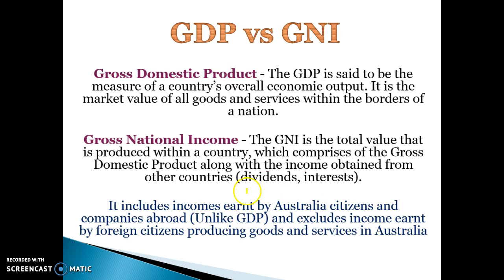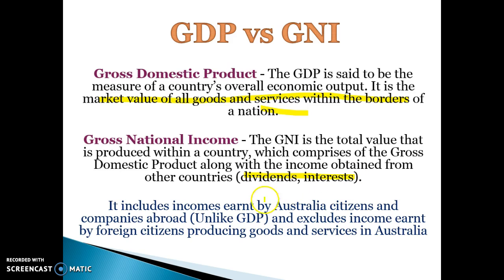So just remember, gross domestic product is basically the market value of all goods and services produced within our borders. So if it's produced within Australia, whether it's an Australian or international company, it's our GDP. Gross national income is the same, but it takes away any income earned by foreign companies working within Australia, and any rent earned by foreigners in Australia, or dividends or interest on their shares and bank accounts.